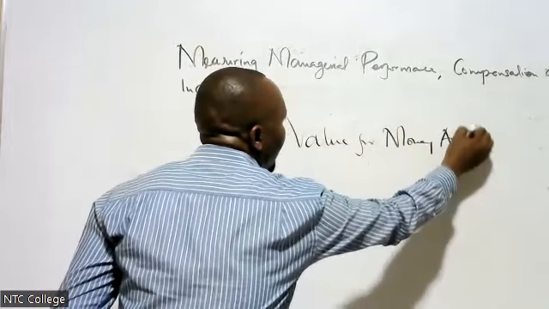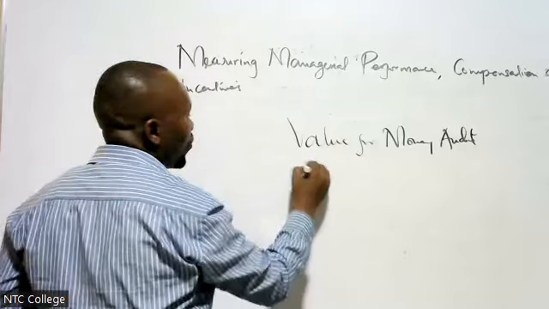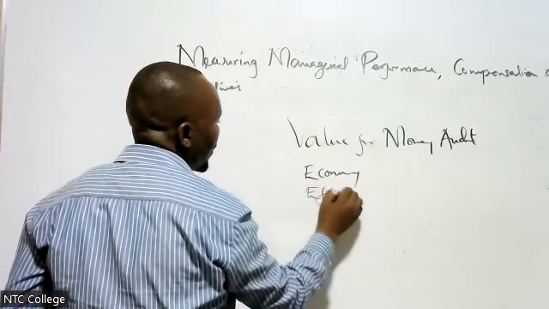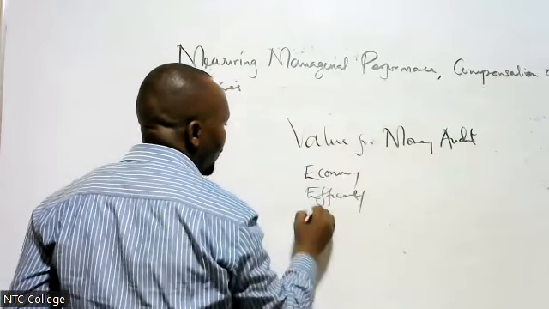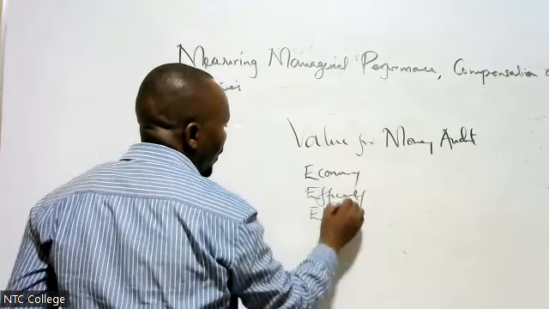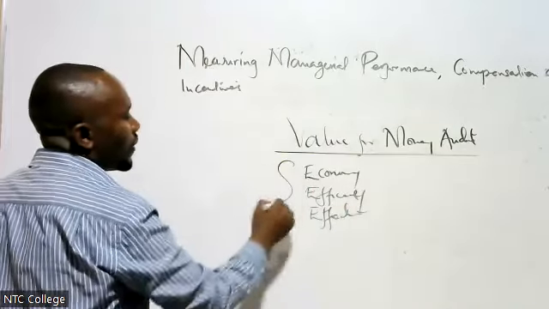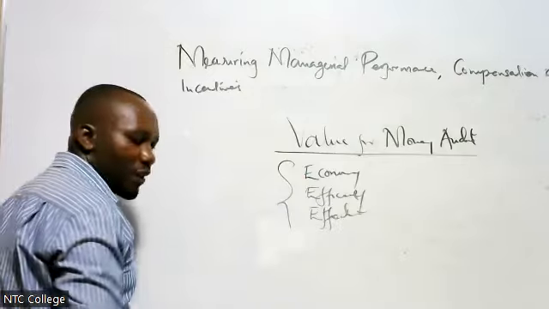When we shall be talking about value for money audit, there are 3 E's. The first E is economy. Then we have efficiency and effectiveness. If you want to check that your money is getting value, you look at the 3 E's. They are called the 3 E's of value for money audit.